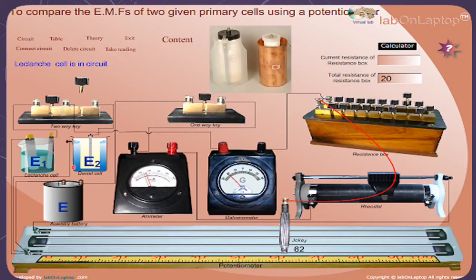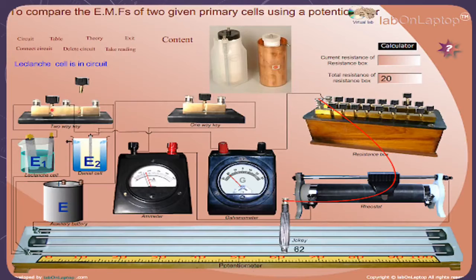Here we have a copper container, and in this copper container we fill copper sulfate solution. In the center we have a porous pot. In the porous pot we put dilute H2SO4, and then we put the zinc rod. The zinc rod acts as negative, and the copper container acts as positive. So these two cells we use in the lab: one is the Leclanche cell, another is the Daniell cell.